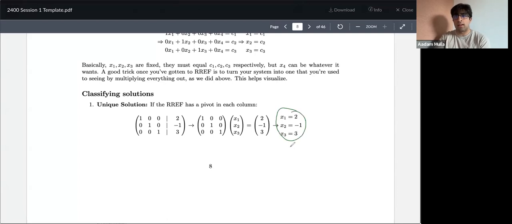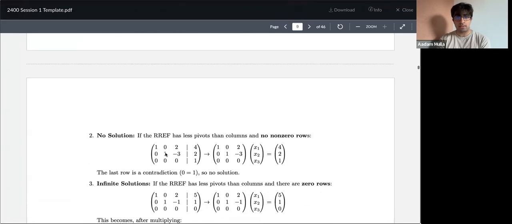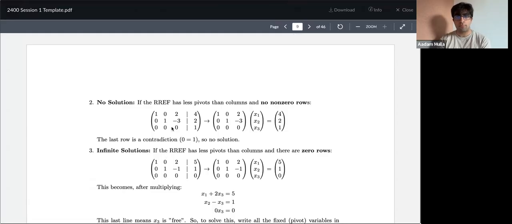So this is entirely pivots, and this is where we have one solution. We have a unique solution for our system. Let's look at the no solution example. Notice how the reduced row echelon form does not have three pivots. It has a pivot here, a pivot here.